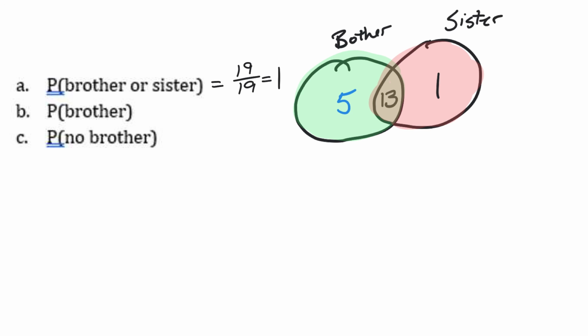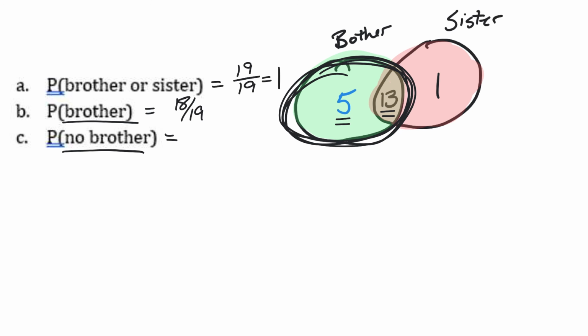Our probability of selecting someone that has a brother. Well, that is the 5 that only have brothers and the 13 that have both. So the probability of having a brother is 18 of the 19 students. And these two are converse thoughts too, because the converse of having a brother is not having a brother. But we can still look at our Venn diagram. This circle right here represents the brothers, so the only one that did not fall in that is the one student out of the 19 that only has a sister.